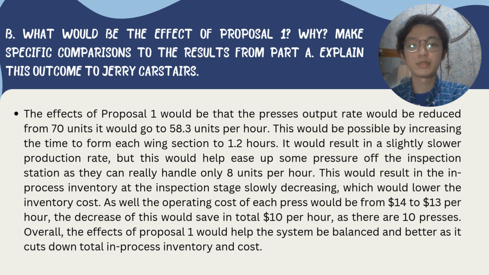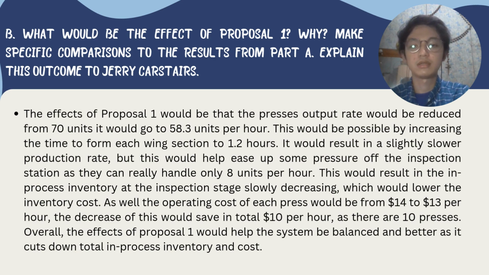The effect of Proposal 1 would be that the process output rate would be reduced from 70 units to 58.3 units per hour. This would be possible by increasing the time to farm each wing section to 1.2 hours. It would result in a slightly slower production rate, but this would help ease some pressure on the inspection station, as they can really handle only 8 units per hour.